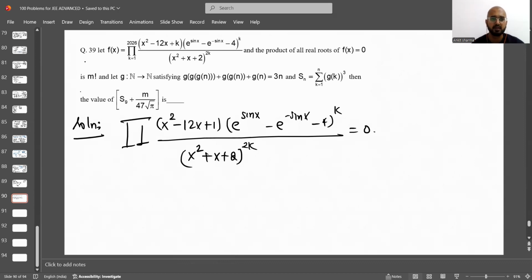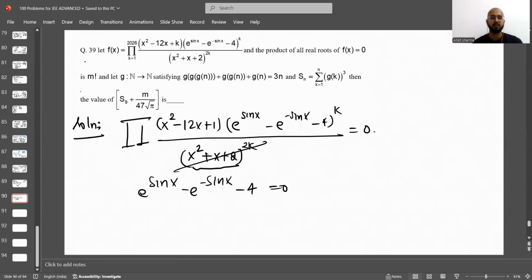What do we get? First of all, we see that this factor has no real root. That means I can send this to the other side, so this is gone completely. It doesn't matter how many times it is present. And then the next factor is this one: e to the power sine x minus e to the power minus sine x minus 4 is equal to 0.